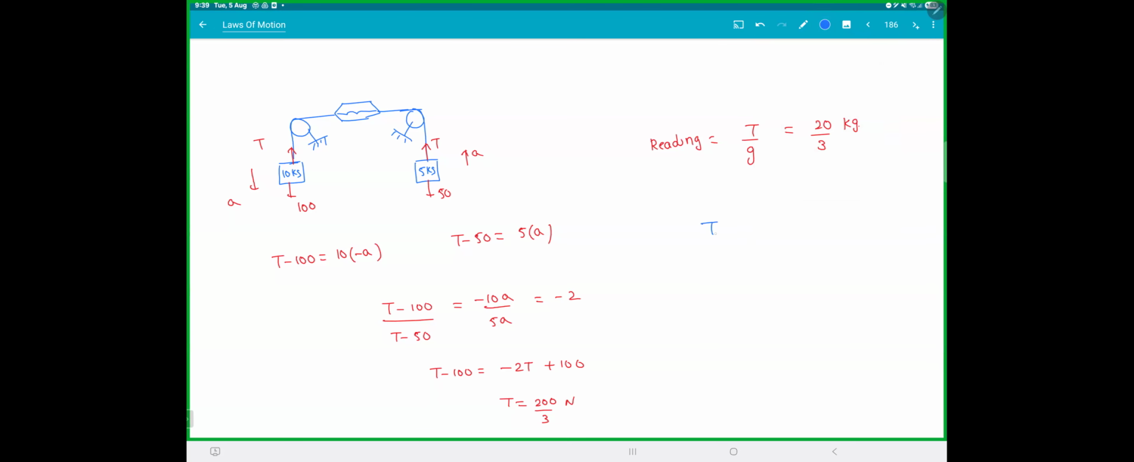You could have actually used the Atwood machine formula, 2 m1 m2 g by (m1 plus m2), would have got the same thing. But anyways, we always draw the FBD. Clear with this? A decent mains level question. Any doubts on this?